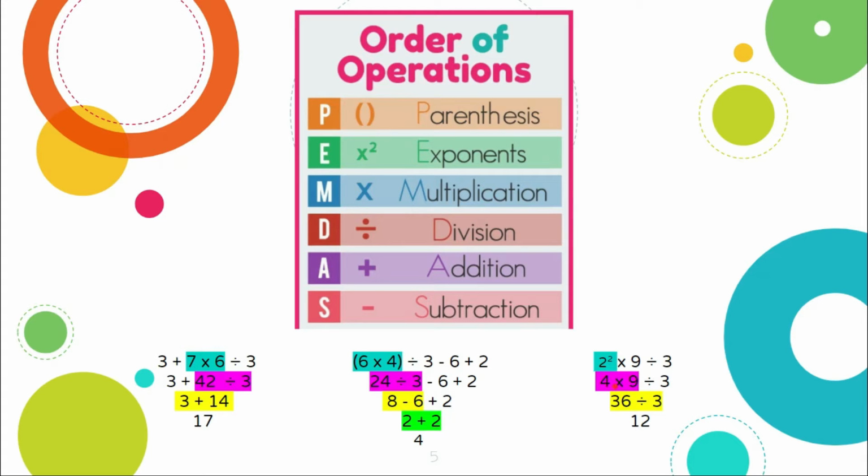We have a multiplication and a division. We are going to solve from left to right. So we multiply 4 times 9, which is 36. And we copy the rest. 36 divided by 3 equals 12. This is how the order of operations is going to help us simplify these expressions.